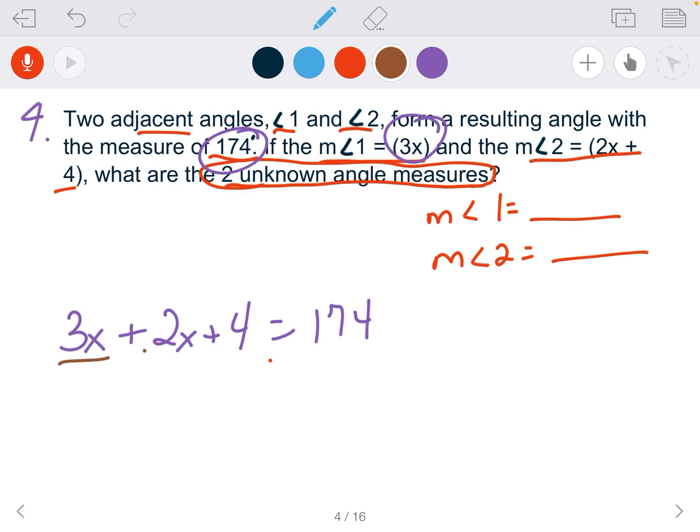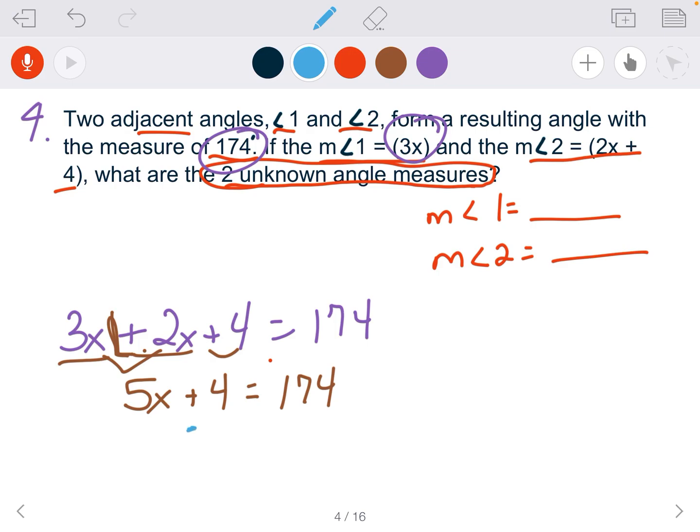Remember, we combine like terms. I've got a 3x and a 2x. Use the operation in front of it, plus 2x. So 3x plus 2x is 5x. If I have 3 x's and I add 2 more, I get 5x. I'm going to bring down my plus 4 equals 174.